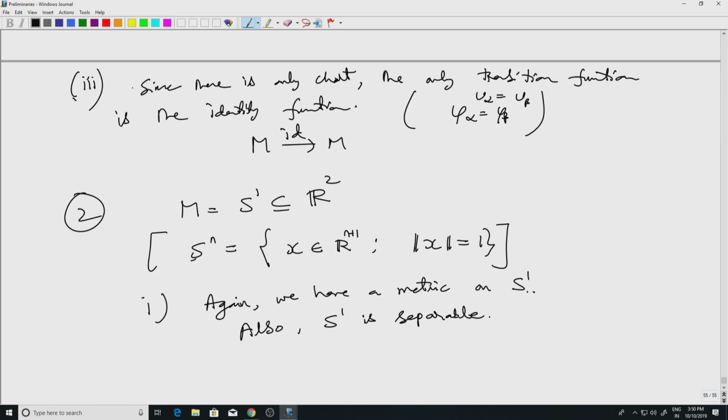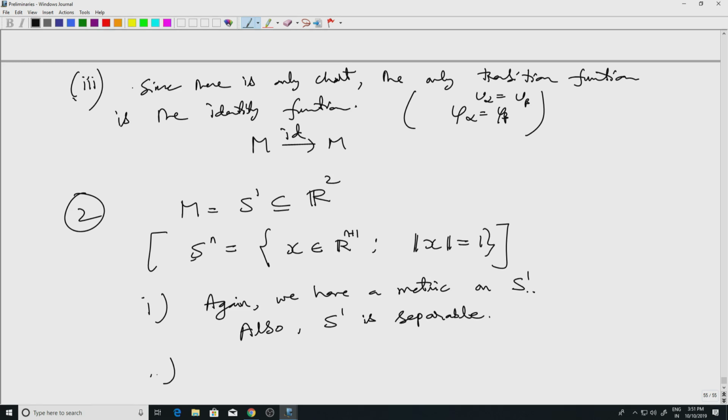Separability also is something one can see directly. It's just a matter of constructing a countable dense subset of S1. And this can be seen, for instance, by starting with the rational numbers in R and mapping R to S1 by cos theta, sin theta. That is just one way of doing it, but there are other ways also. So I won't stress on this too much. I'll just remark that S1 is separable as a metric space.